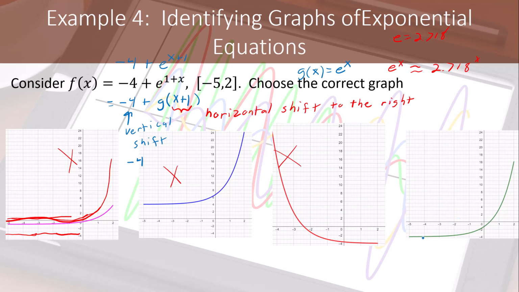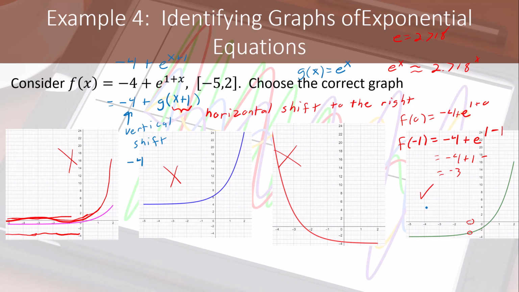Because notice here we have an asymptote of negative 4. But what else could we look at? What about if we looked at f of negative 1? That would give us negative 4 plus e to the 1 plus negative 1, or 1 minus 1. And that would give us negative 4 plus 1, because that would be e to the 0, which is 1, which is negative 3. When x is negative 1, y is negative 3. That has to be the graph.